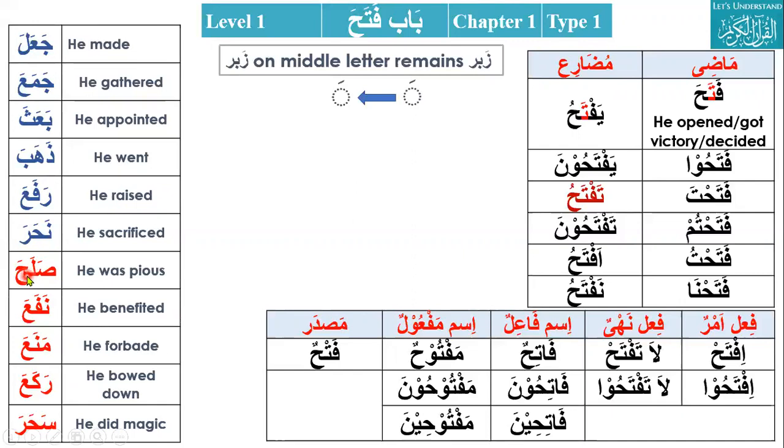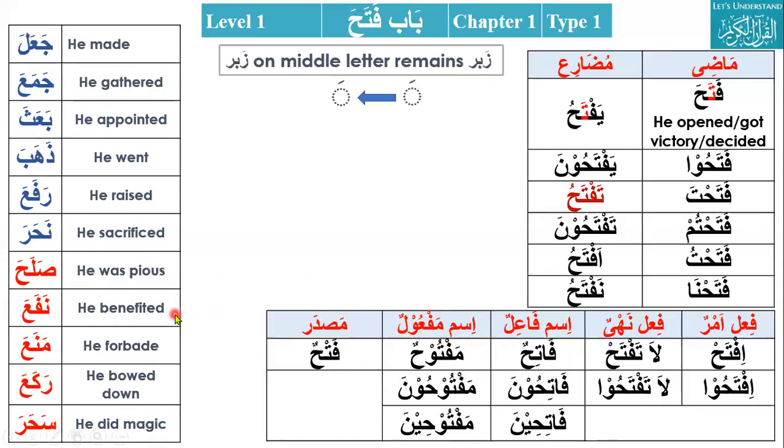Next word is salaha. Salaha means he was pious, he was good, he was righteous. Let's do the TPA for salaha together. Salaha, salahu, salahta, salahtum, salahtu, salahna, yaslahu, yaslahuna, taslahu, taslahuna, aslahu, naslahu, islah, la taslah, islahu, la taslahu, salih, salihun, salihin. It might not take a maful because he was righteous himself. So salah is the masdar. Salih is used in the Quran also. Salih is the one who is righteous, who is pious.